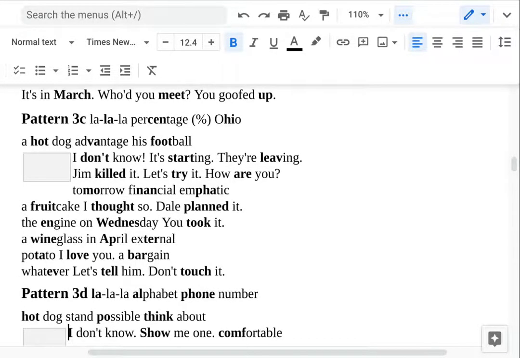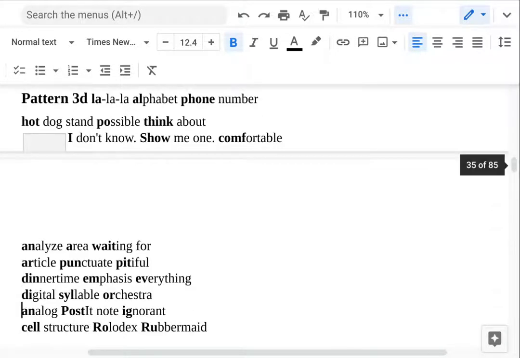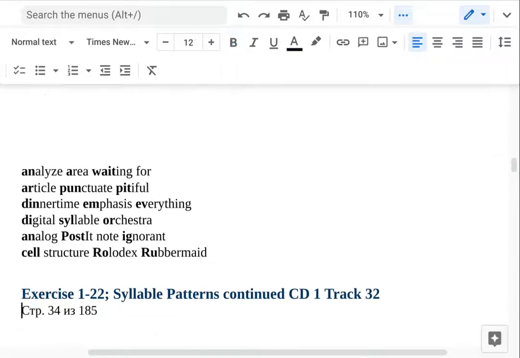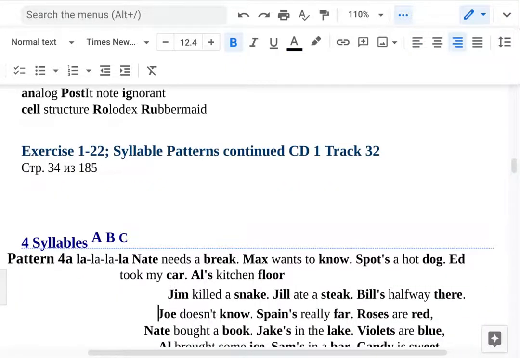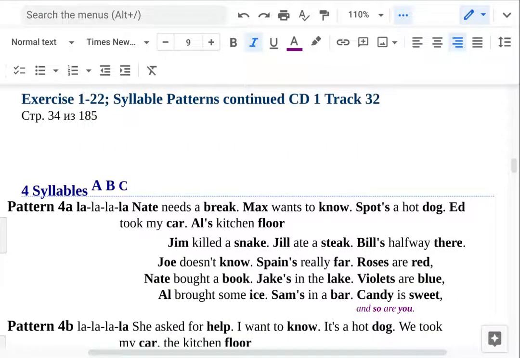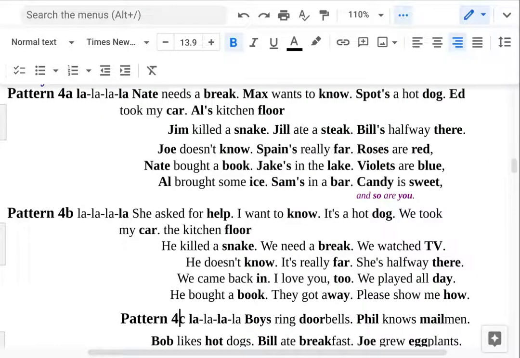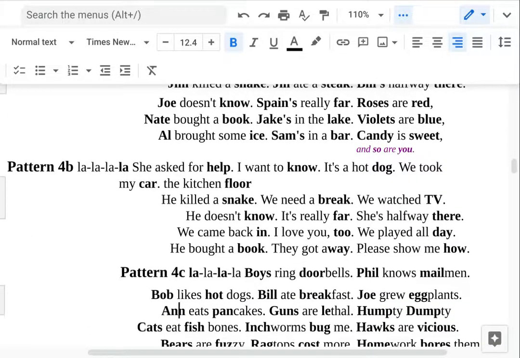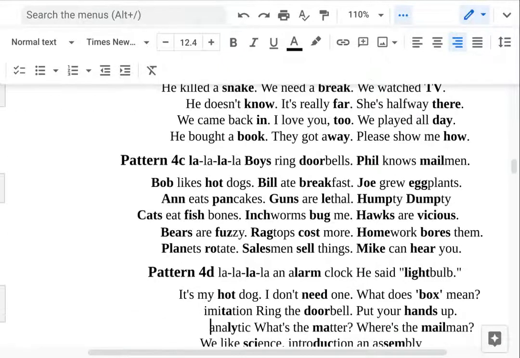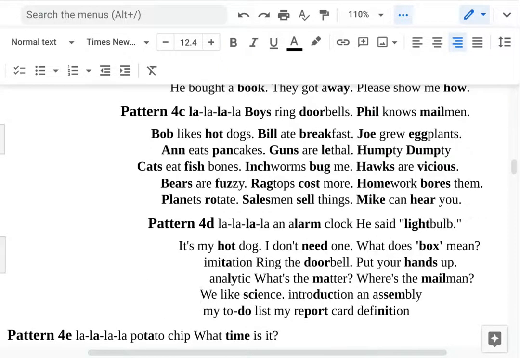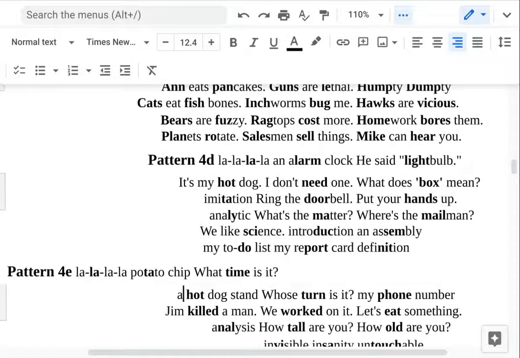It's my hot dog. Imitation. Analytic. We like science. My to-do list. A hot dog stand. Jim killed a man. Analysis. Invisible. A platypus. Permanently. Demonstrated. Category. Office supplies. Educator.